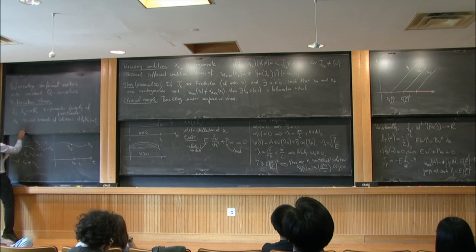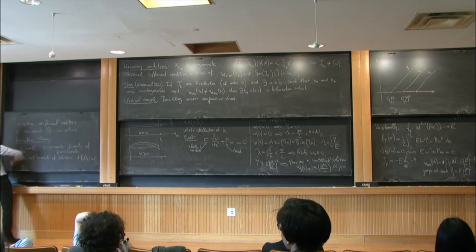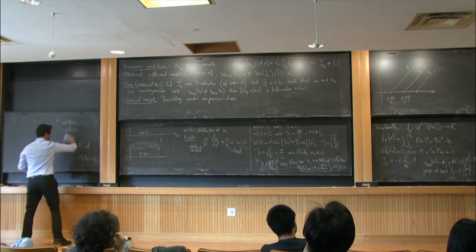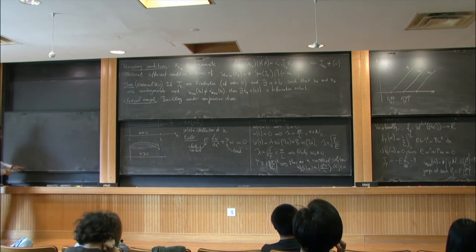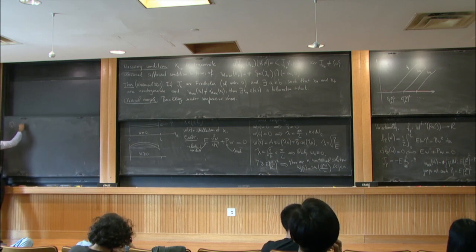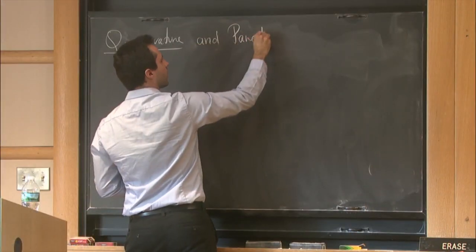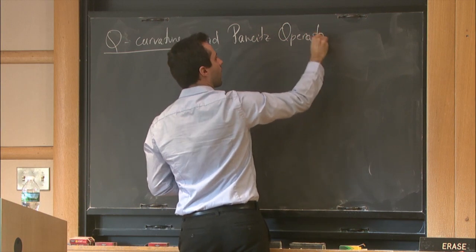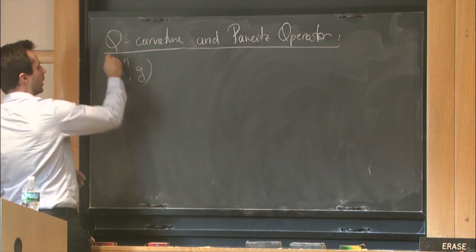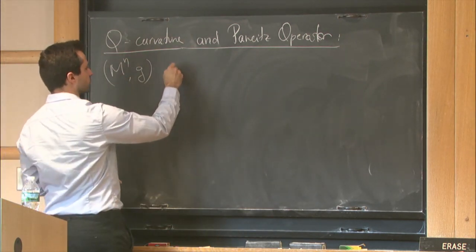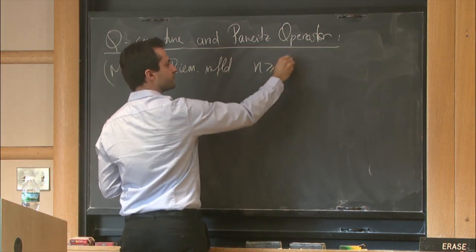Okay, so maybe I should then move on to the second part of my title, which is Q-curvature. So I'll tell you a little bit about that. Q-curvature and Paneitz's operator. So I want to fix a manifold of dimension at least 5. The case of dimension 3 and 4 is very different. So in this talk, we'll focus on manifolds of dimension at least 5.